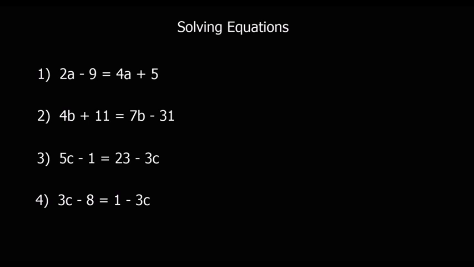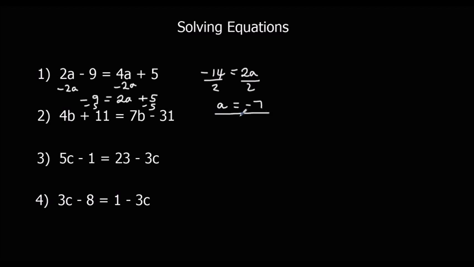Okay, so the first one, we would have taken away 2a from both sides, and that would have left us with minus 9 equals 2a plus 5. Then we want to take away this 5, minus 5 from both sides, which leaves us with minus 14 equals 2a. Half both sides, so a is equal to negative 7.